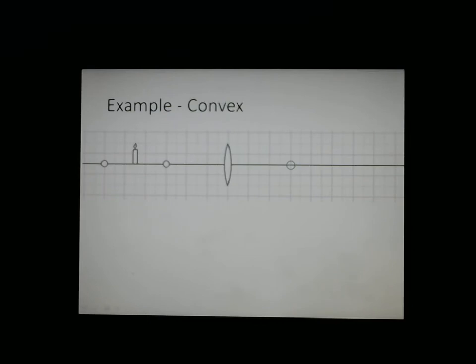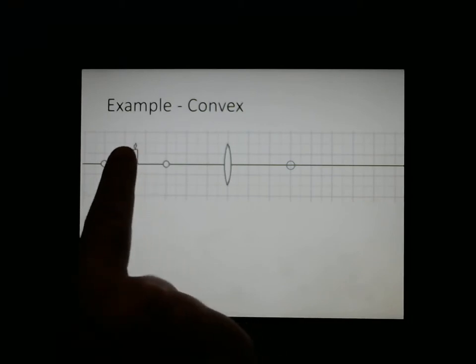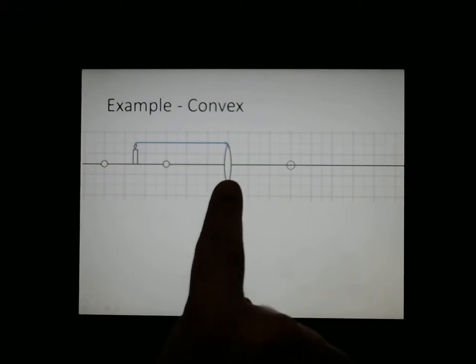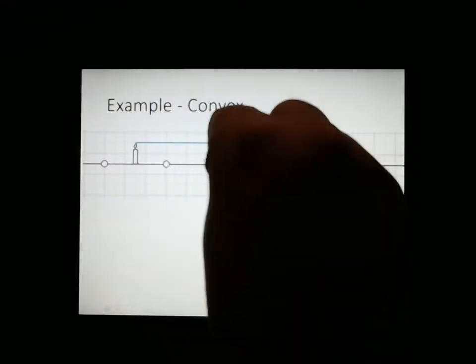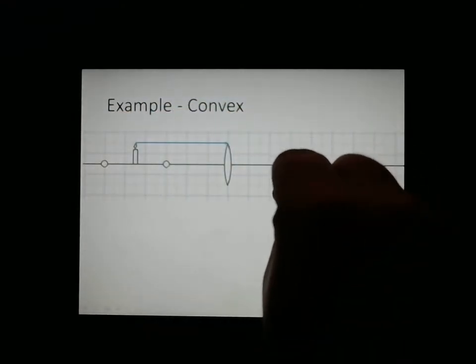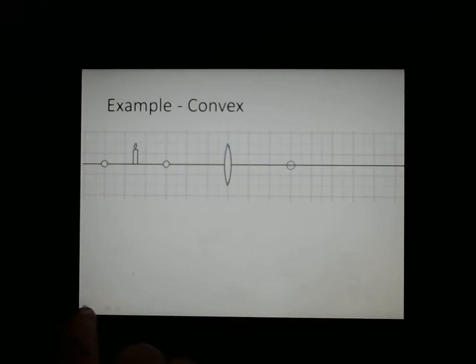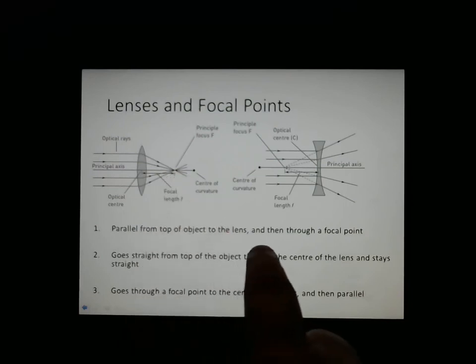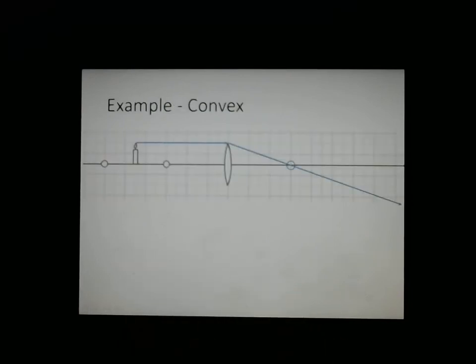Hopefully you've got those written down. If not, go back and write them down, because I've got them in front of me as I read them off. So line 1 goes parallel from the top of the object to the lens. We can see that going there from the top of our object to the lens. And then it goes through the focal point. Now, this is a convex lens. Light that comes parallel converges to the distant focal point. If I go back to that previous image, light that comes parallel converges to the distant focal point. So that means my line's going to go through there. Okay.